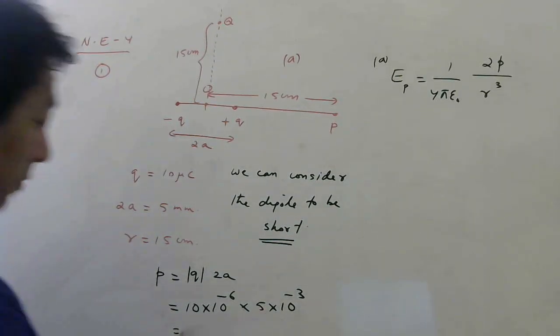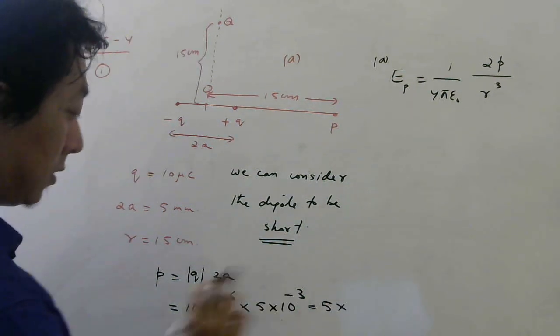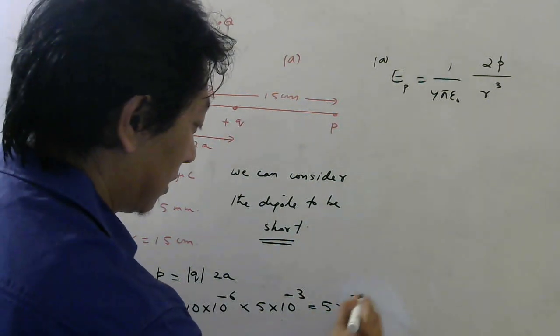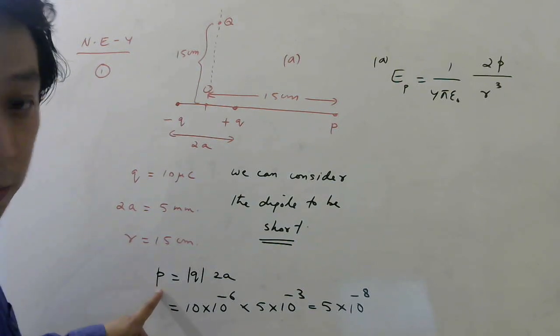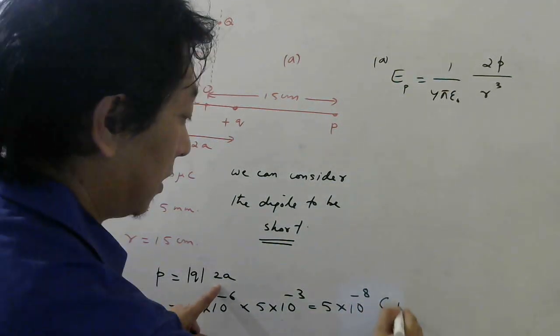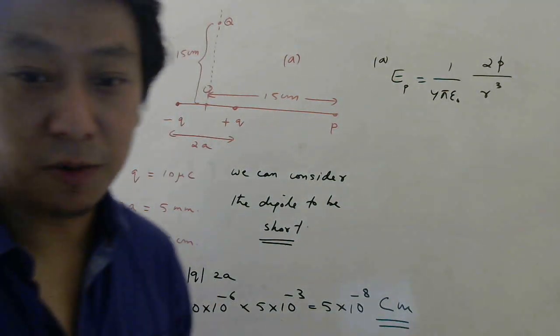So it will be 5 into 10 power minus 3 minus 6, minus 9, plus 1, so minus 8. What will the unit be? Dipole moment unit will be what? This is charge, so coulomb. This is distance, so meter. So this is the unit of electric dipole moment.